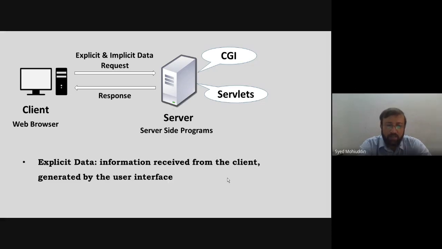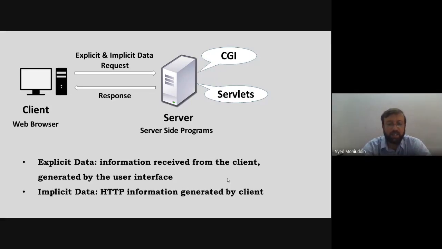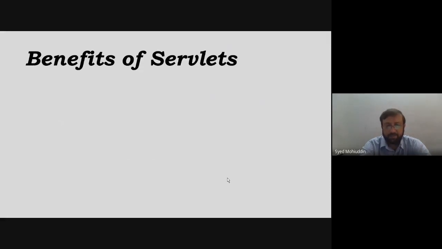So explicit data is the information received from the client, generated by a user interface. Always a user interface: you click something, some event happens there. Implicit data is the HTTP information generated by the client. That is, implicitly AJAX makes a call to the web server.